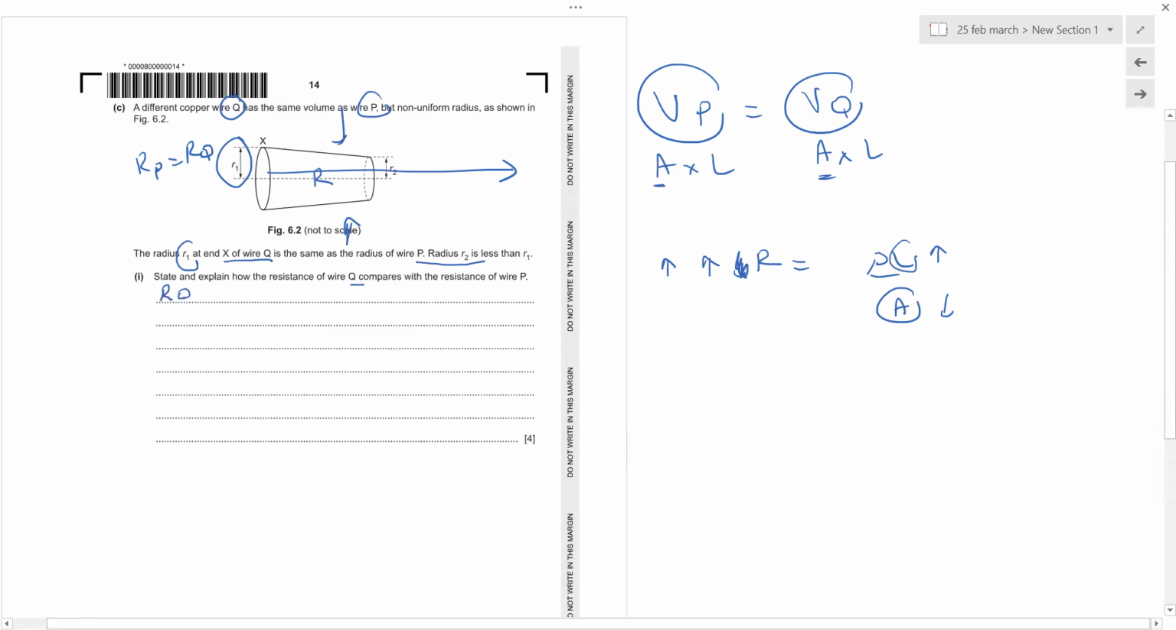resistance of Q is greater than resistance of P, as length of Q is more than length of P, and area of Q at R2 is less than area of P at R2. Got it?